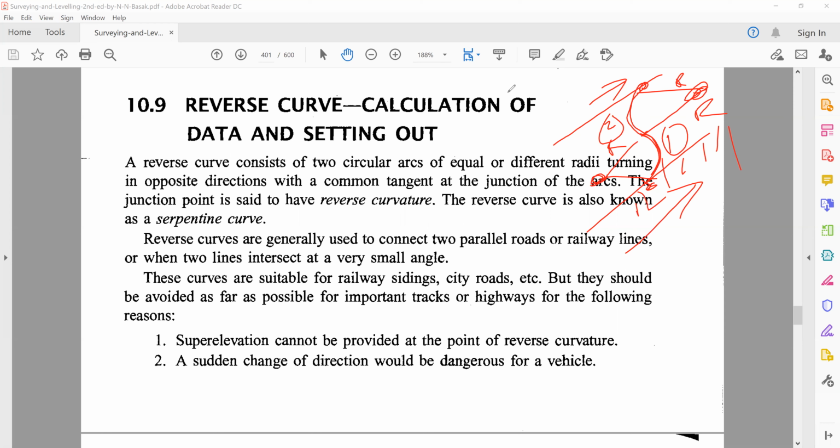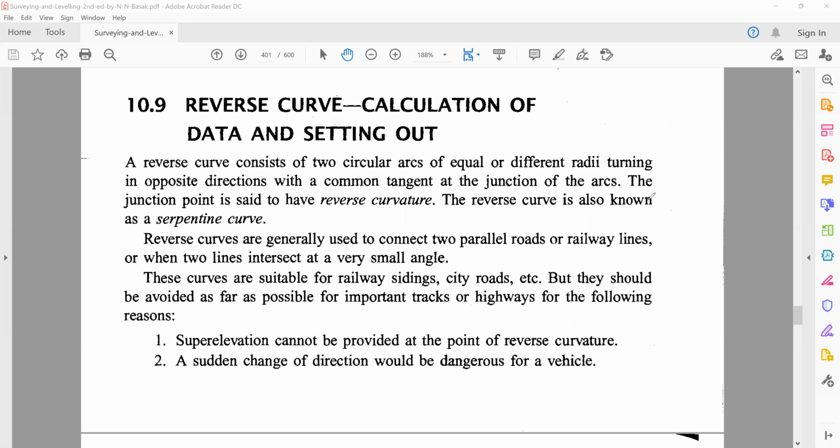Now it can be given when you want to join two roads which are parallel, or it can also be used if the two join like this. And in that case, you can also give a simple circular curve. So it depends if the two are parallel or if they are non-parallel. So we will study these cases.